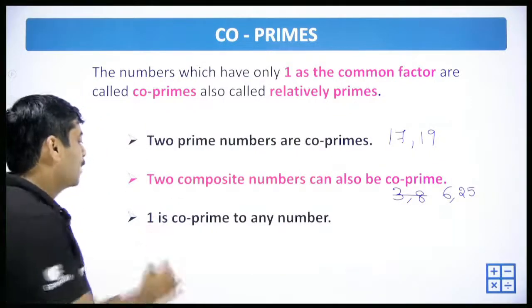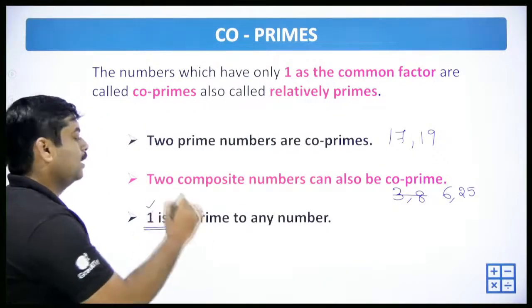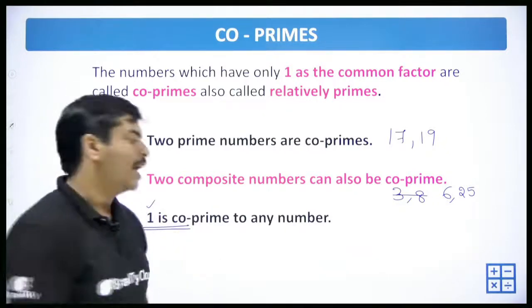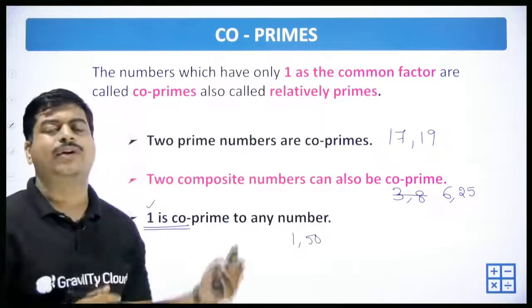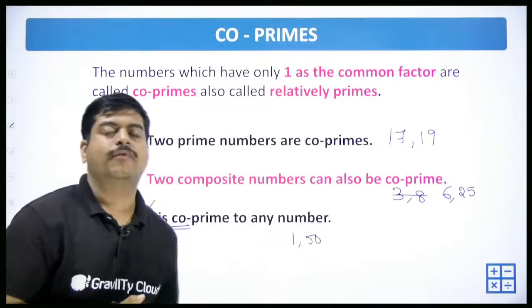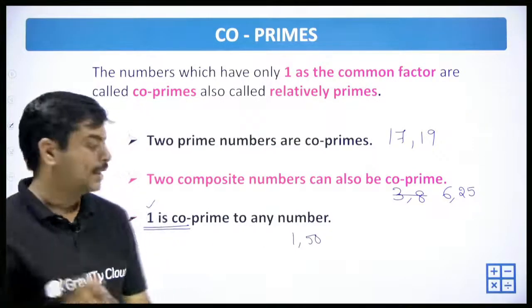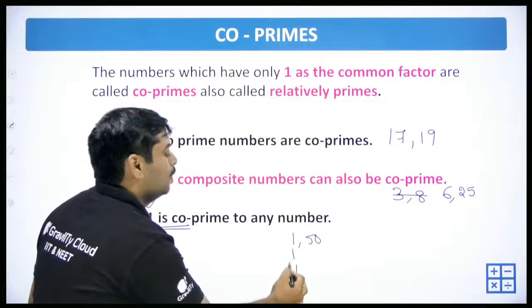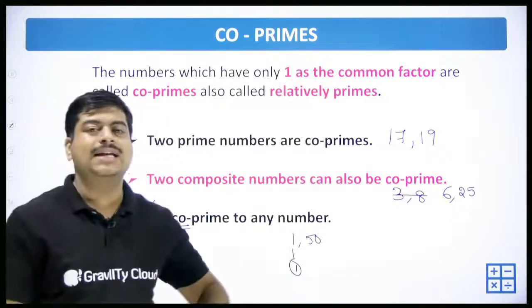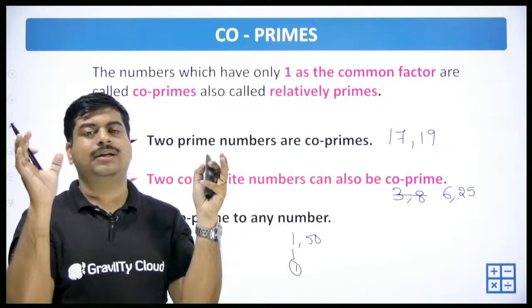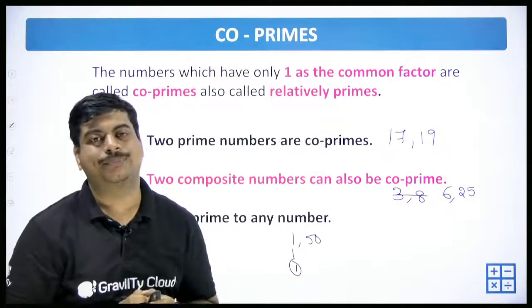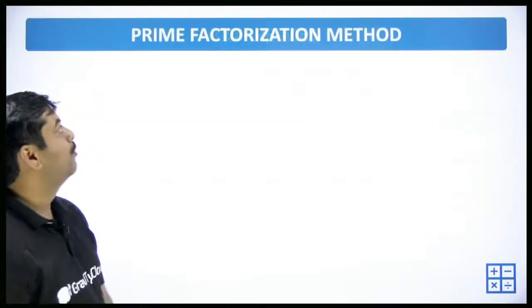1 is co-prime to any number. 1 and 50, 1 and 100, 1 and 1000. The common factor will always be 1 because 1 has only 1 as a factor. So 1 and any number will always be co-prime. Right? So let's try to understand more about this one.